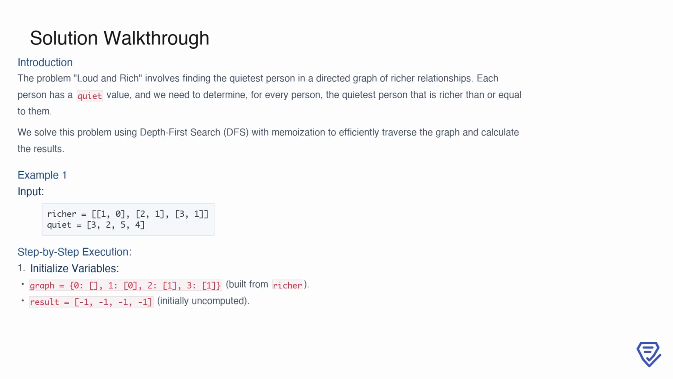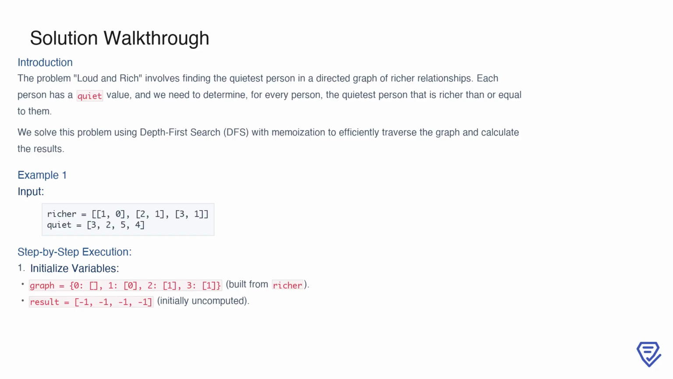In the loud_rich problem, we are tasked with finding the quietest person in a directed graph that represents richer relationships. Each person has an associated quiet value, and for every individual, the goal is to identify the quietest person who is either richer than or equal to them. To solve this problem, we use depth-first search, or DFS, along with memoization. This allows us to efficiently traverse the graph and calculate the results without redundant computations.